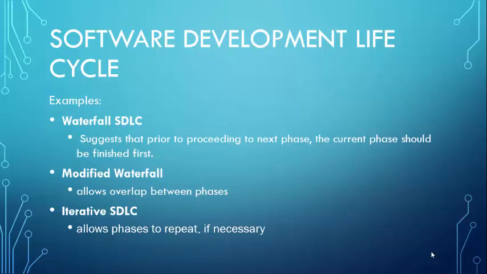Modified waterfall. This version of the SDLC is more flexible compared to the traditional SDLC model. Since the nature of developing software is unpredictable, using this model will allow the developer to adjust to certain situations, such as unforeseen requirements or additional features that are highly intended in the software. Lastly, we have the iterative SDLC, which allows phases to repeat if necessary. So these are just some of the examples that you could use in software development. There are many more examples that we could use in the SDLC phases.